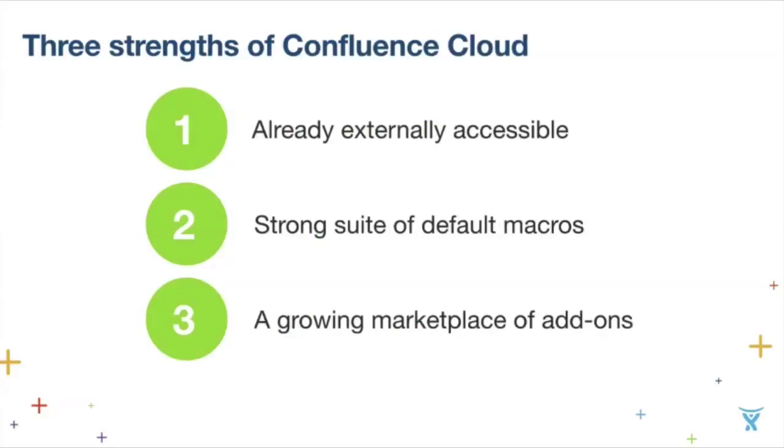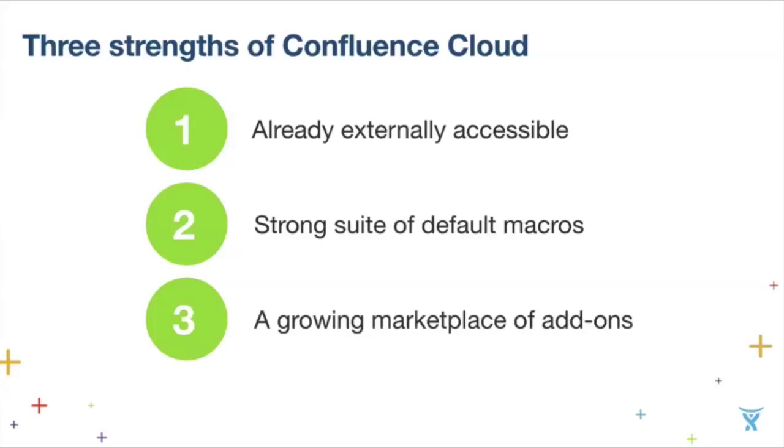So for me, there are actually three really important strengths of Confluence Cloud. One, as I've really hinted at quite strongly, is the fact that it's already externally accessible. That may not seem revolutionary, but over the years I've worked with companies where it's been a real struggle to allow external users access to a shared collaboration space. And Confluence Cloud allows you to do that instantly. The other strength here is this strong suite of default macros.